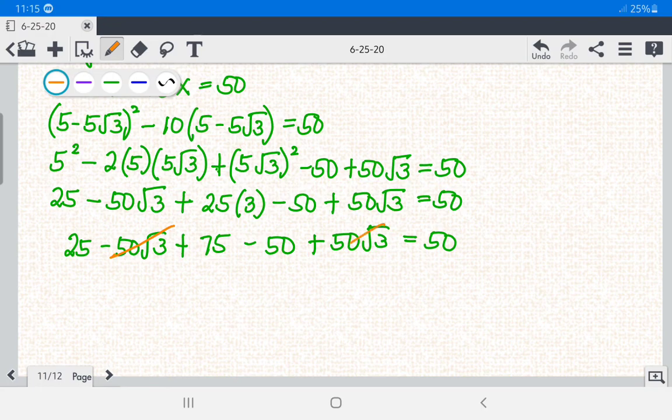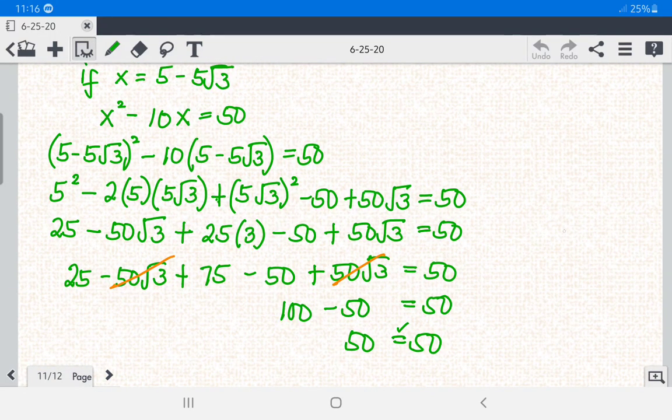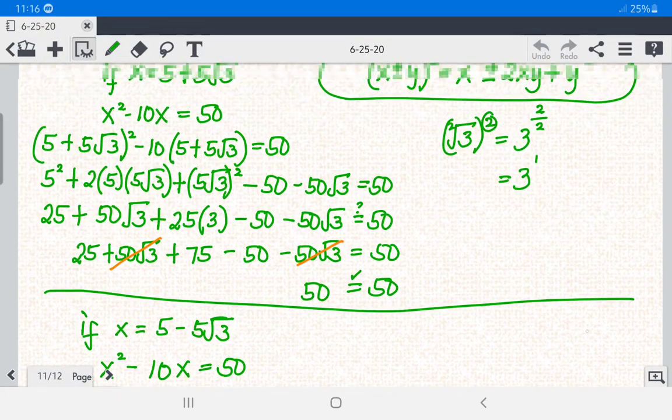Okay. Then we have 25 plus 75 is 100, minus 50, so we have 50. So 25 plus 75, we have 100. Minus 50 equals 50. So we have 50 equals 50. Check. Okay. So, as you can see, both values of x satisfy the given equation.